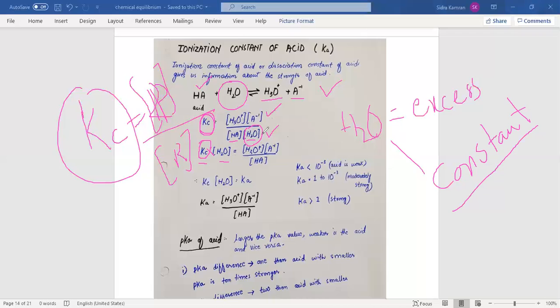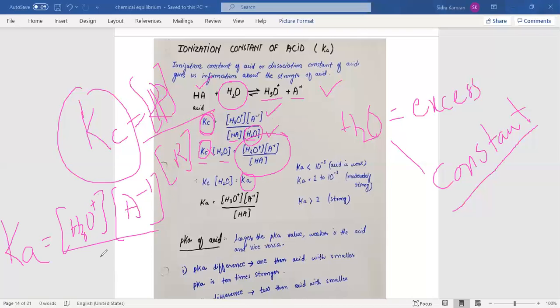This remaining equation is considered as Ka. Ka is the ionization constant of acid. Ka will be the concentration of the H3O positive ion and the concentration of the A negative ion divided by the concentration of the acid. This is not the hydroxyl ion. OH is the hydroxyl. This is the hydronium ion, H3O positive, the hydronium ion, A negative, and in the denominator, the initial concentration of the acid.